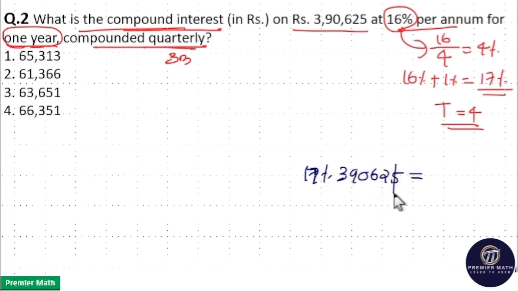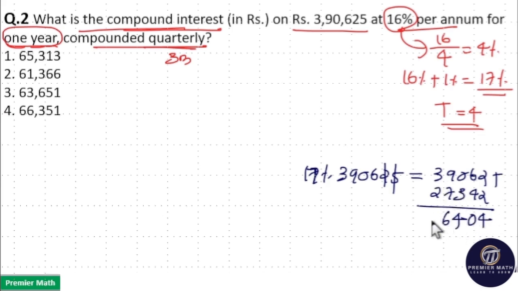Here, 10% of 3,90,625 is 39062, and 1% is 3906. Then 7% is 7 into 6, 42, and 7 into 9, 63, 7 into 3, 21 plus 6, 27. If you add, 2, 2 plus 4, 6, 6 plus 4, 10, this is 4, and this is 6. Now if you check for 66, you can see here you have 66. So option 4 is your answer.